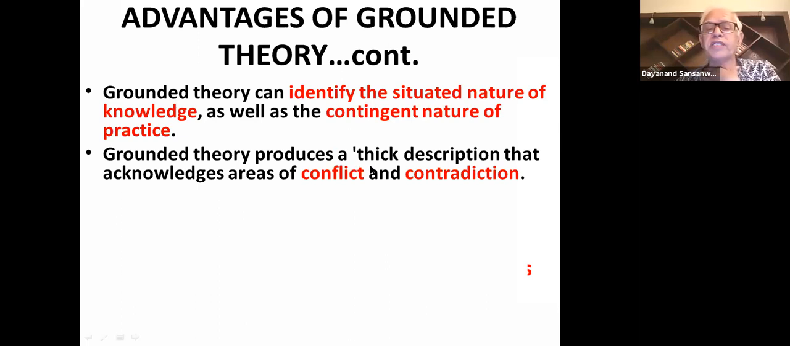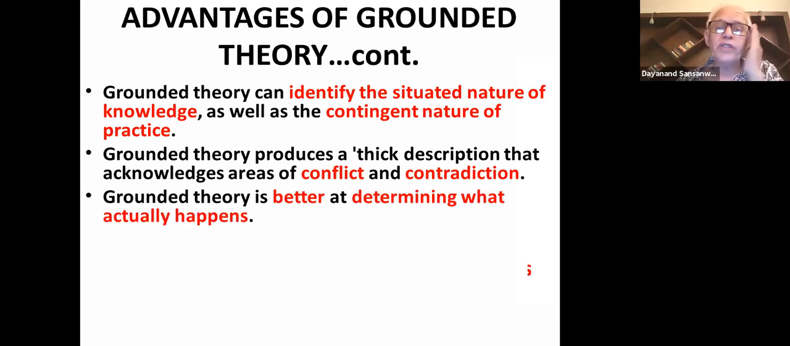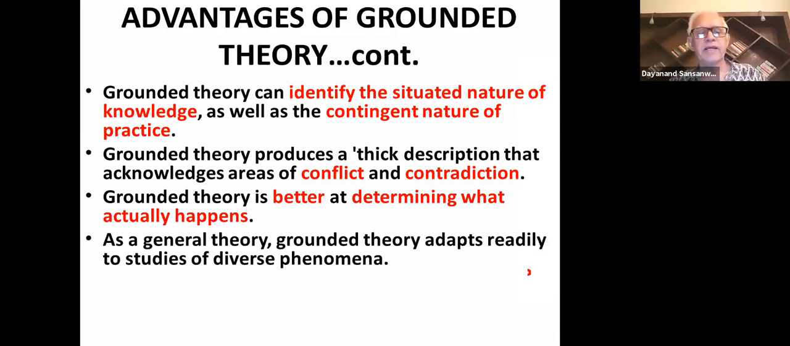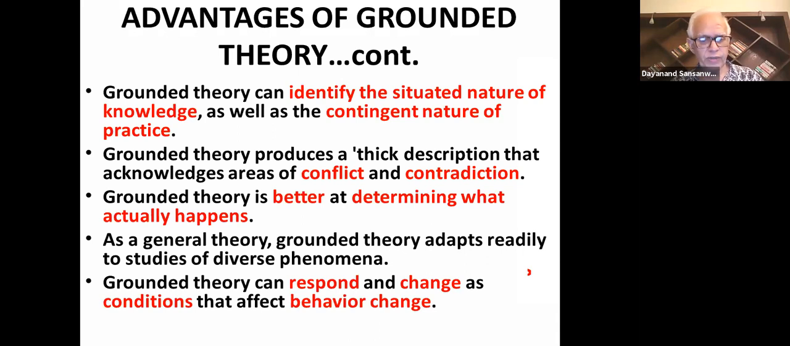Grounded theory produces thick description that acknowledges the areas of conflict and the contradictions. The grounded theory is better at determining what actually happens. As a general theory, grounded theory adapts the research to study diverse phenomena. Grounded theory can respond and change. You can change as the conditions change, so the things can change.